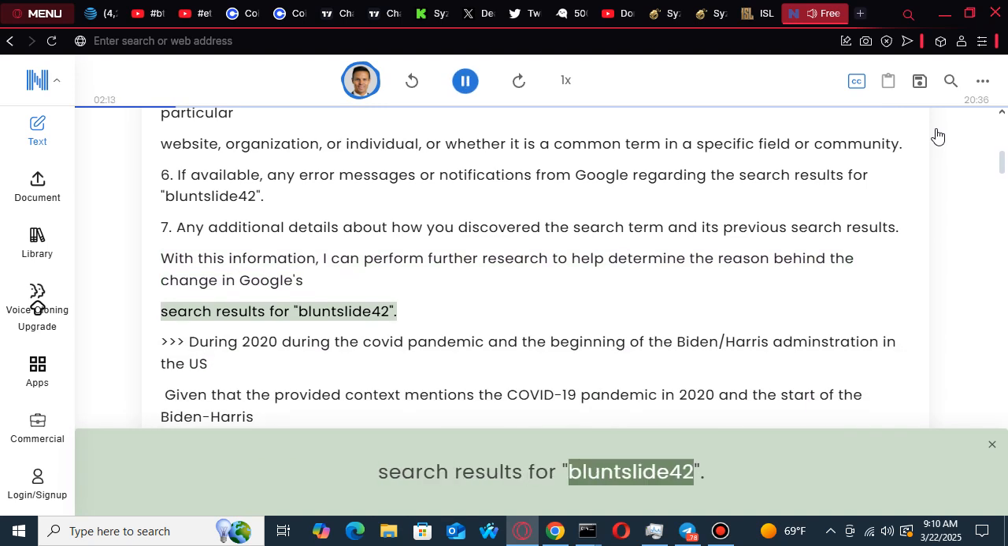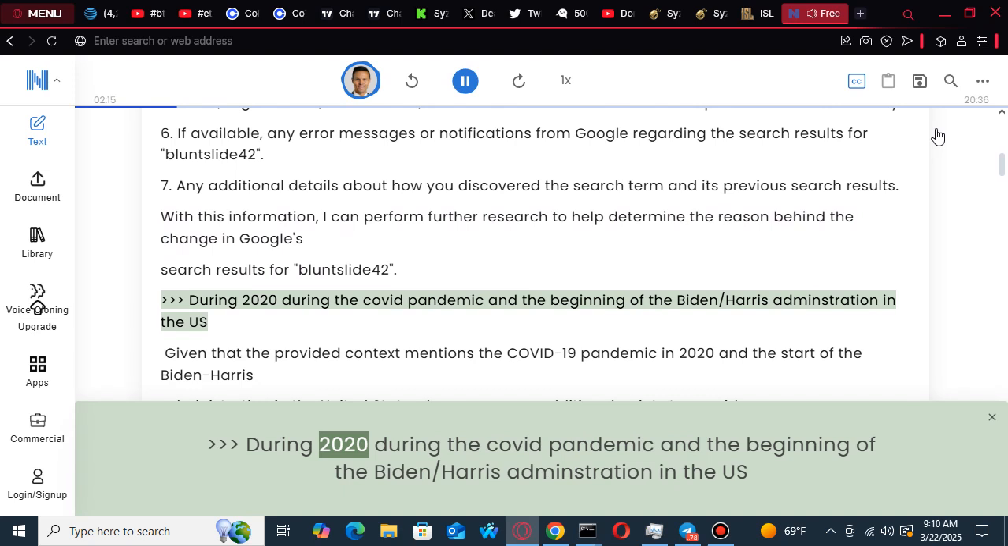for BluntSlide42. During 2020, during the COVID pandemic and the beginning of the Biden-Harris administration in the U.S.